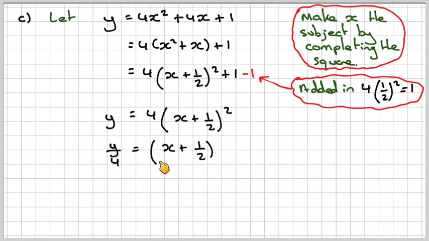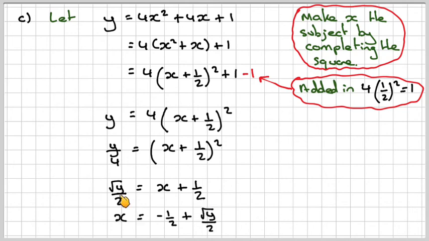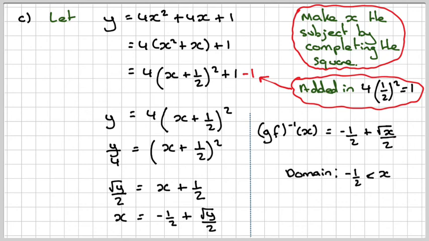Okay, so now we need to make x the subject. So y over 4 is equal to x plus 1/2 squared. Square root of y over 2 is equal to x plus 1/2. And we only need to take the positive square root in order for our domain. So we've got minus 1/2 plus root y over 2. We'll write that in terms of x, so it'll be minus 1/2 plus root x over 2, and the domain will be the range of the previous part, which is x being between 0 and 25. That will take us back to the domain that we originally wrote down.